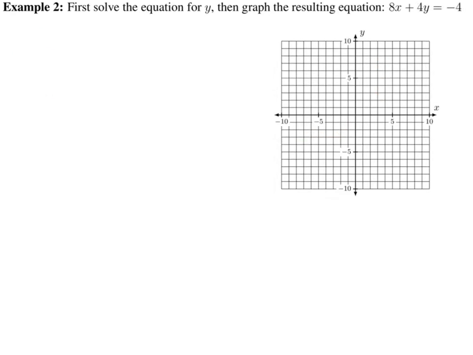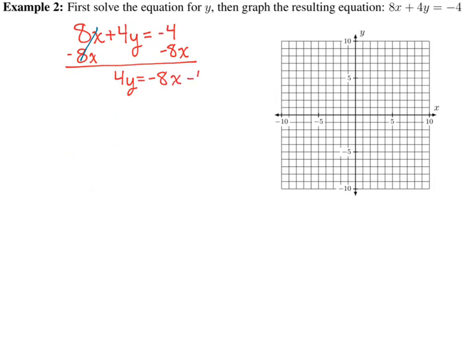Okay, let's try the next one. 8x plus 4y equals negative 4. We're going to begin solving for y, which means we've got to get everything that isn't y away on the left, and we can do that by subtracting 8x from each side. When we do that, the 8x's are gone on the left, so we have 4y equals, and on the right, negative 8x minus 4. Again, they are not like terms, they don't actually combine, and I recommend you write the x term first, followed by the constant term.